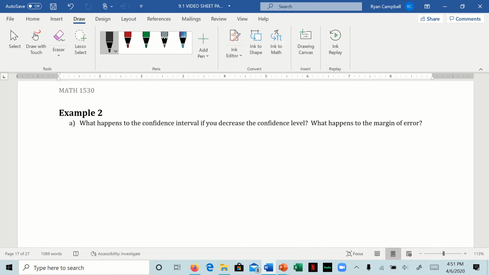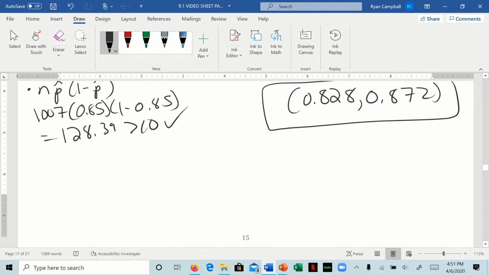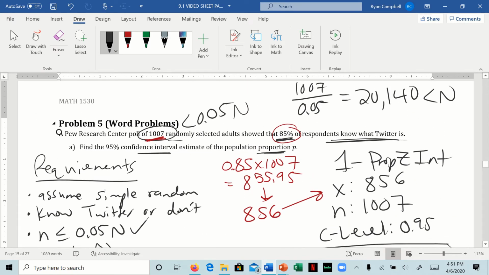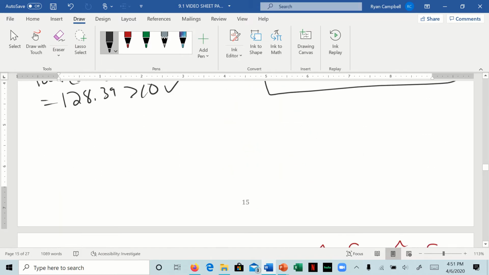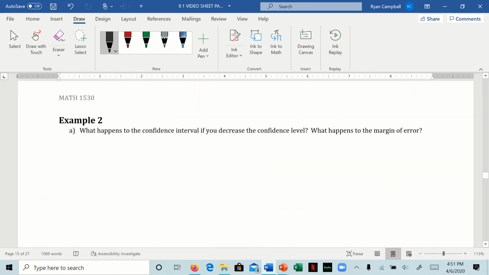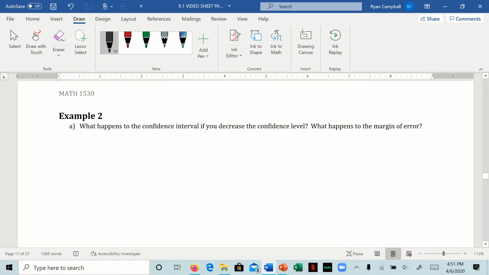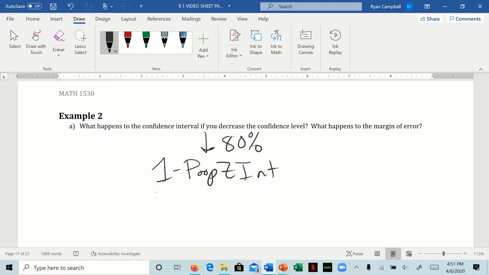Okay, so let's actually go back and check using example problem 5, where we used a 95% confidence interval. Let's decrease that level to 80%. So we're going to go down to 80% confidence. We don't have to prove the requirements because it's the same problem. So x is the same, n is the same. The only thing that changes is the C level, which is 0.8.